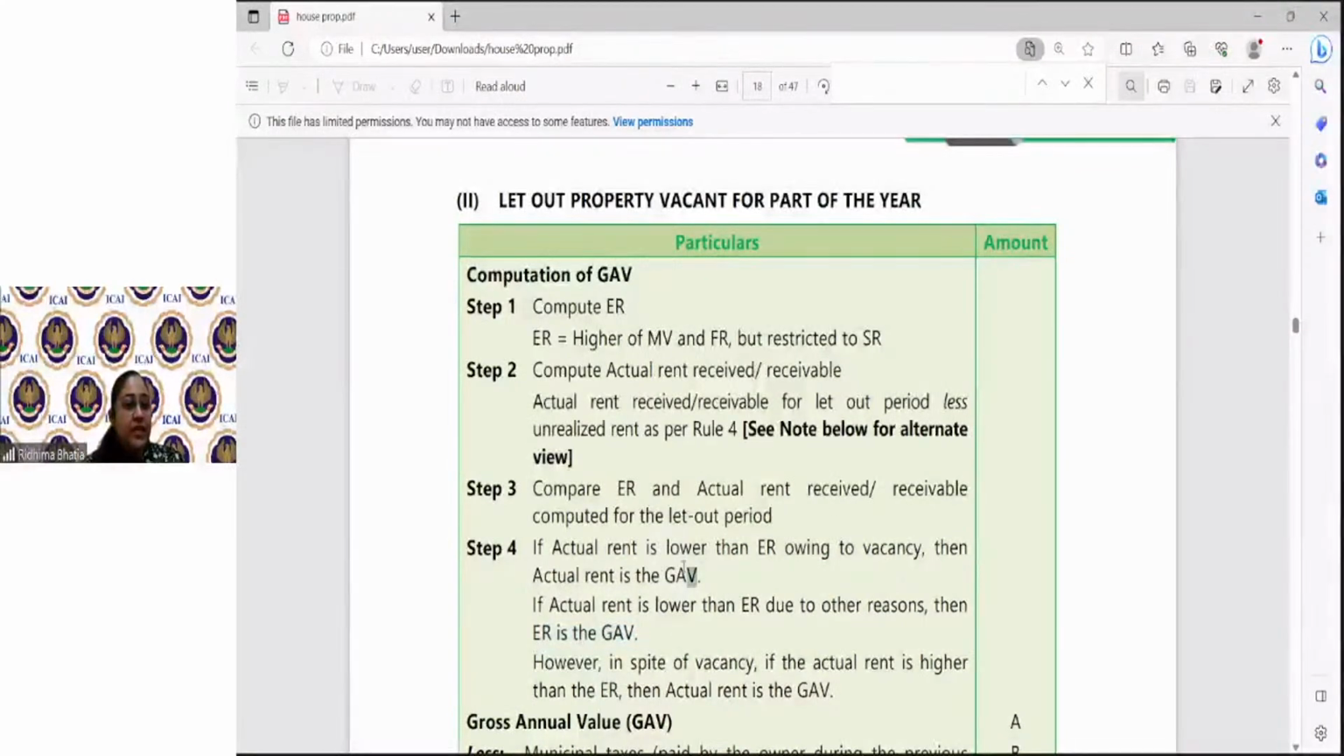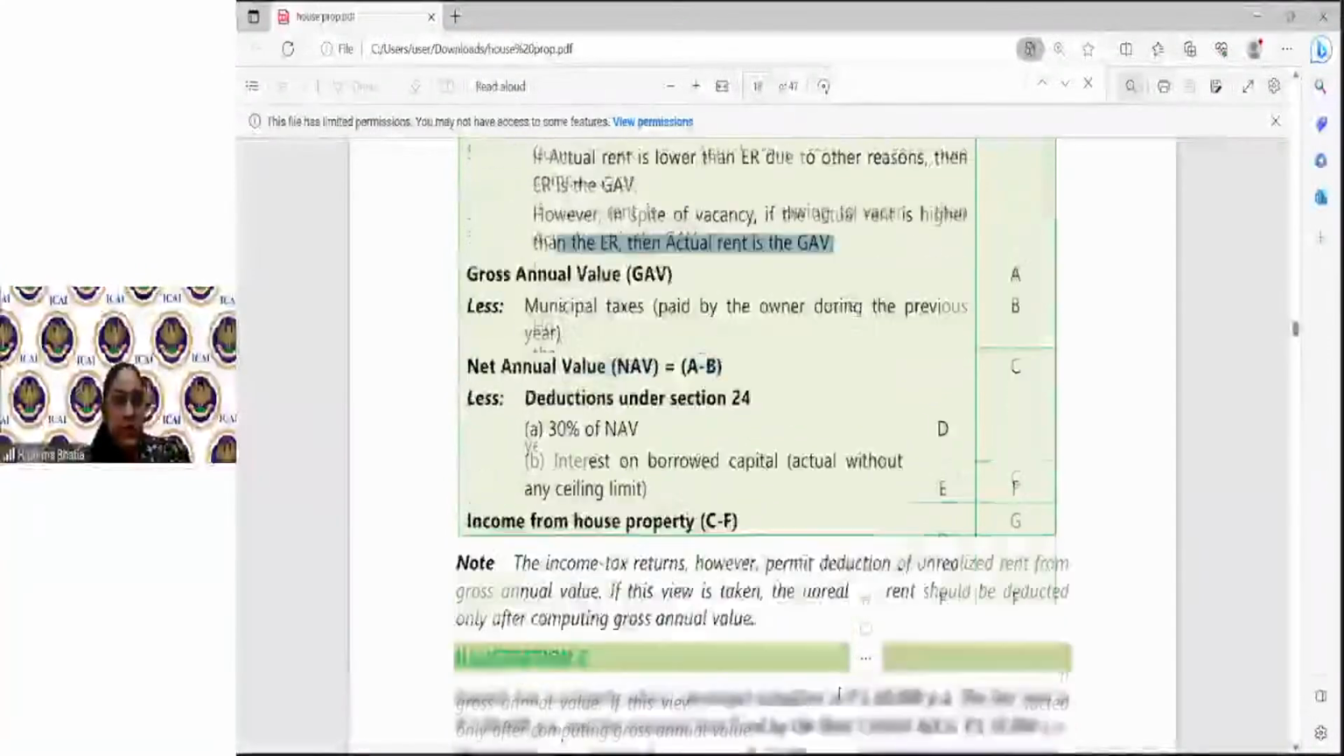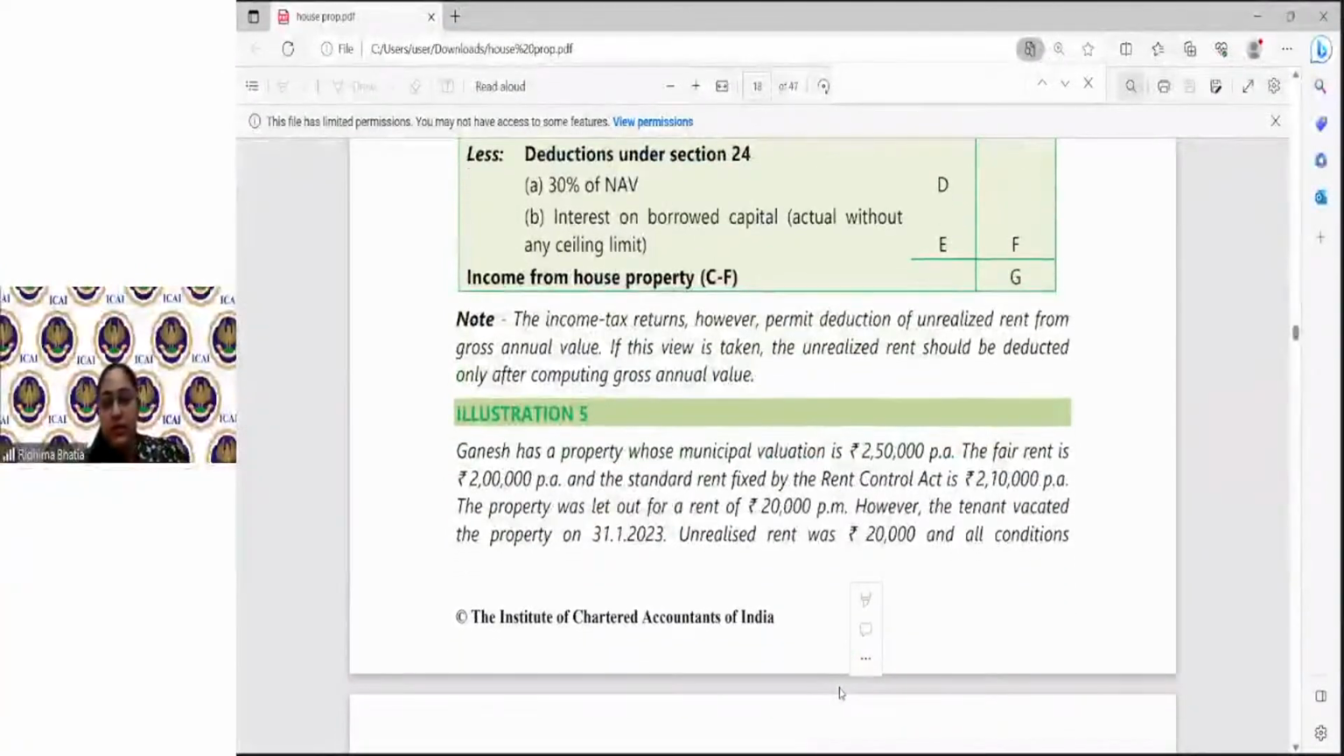अगर वो सिर्फ वैकेंसी की वजह से लोअर आ रही है, बट अगर पूरे साल के लिए लेते, the GAV would have been the actual rent for the entire year. So in this case, since it's a genuine case, GAV would be the actual rent for the let out period. However, in spite of vacancy, if the actual rent is higher than ER, then the actual rent is GAV. Got it? अब एक क्वेश्चन करते हैं so that it is clear.